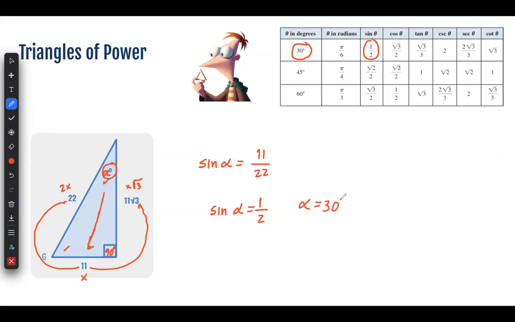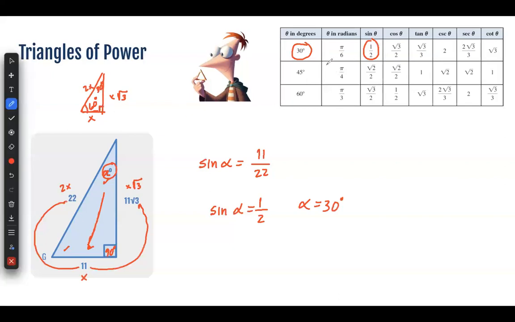Why is that? Because this is a special right triangle. The special right triangle where this is x times the square root of 3, and 2x. And whenever we have that configuration, this is 60, and this is 30 degrees, and this one is 90.